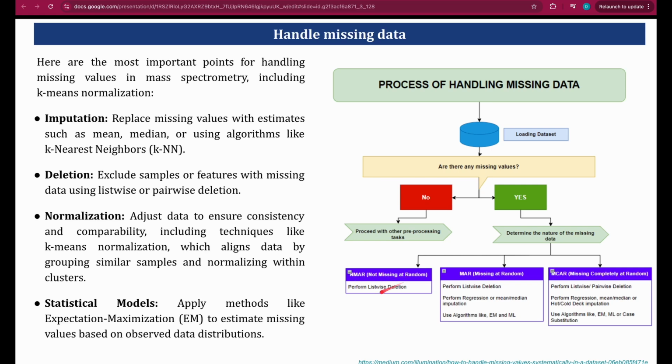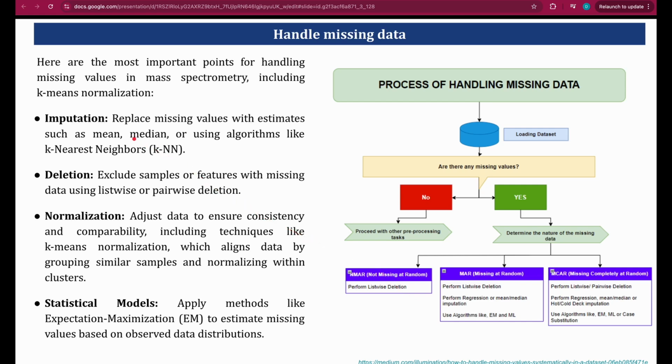But for missing not at random, these values are not missing due to sample issues or technical variabilities. These are only happening because there is a detection limit. So in that case you simply have to delete these values, you cannot impute them, because this is a technical limitation. You are not able to even find that data, so that data is completely missing. There is not any error, so you cannot go with regression or mean median imputations.